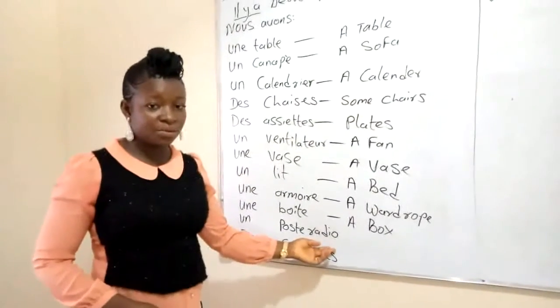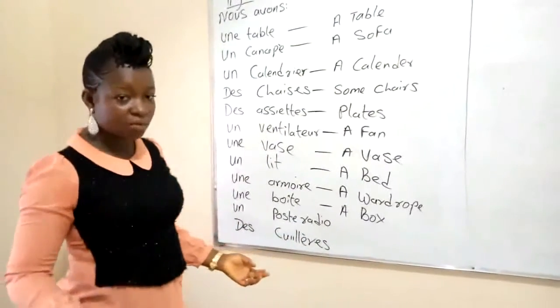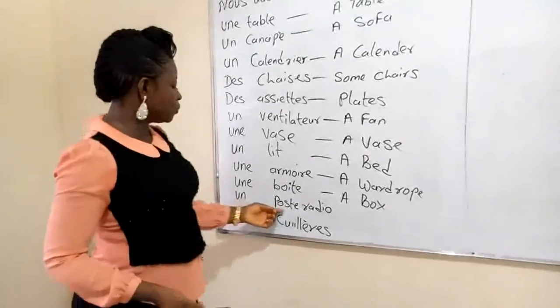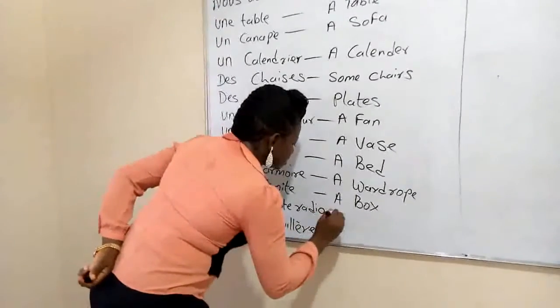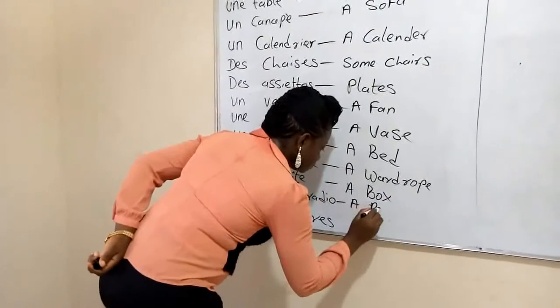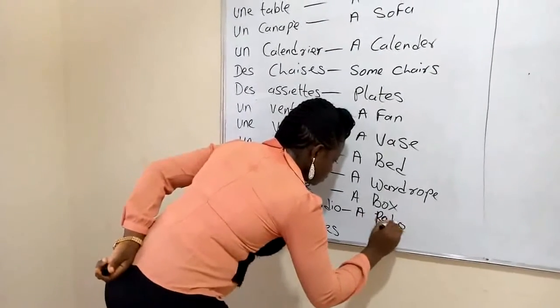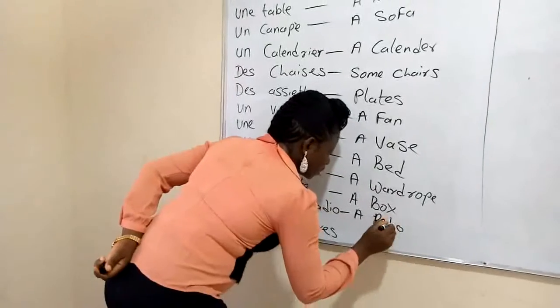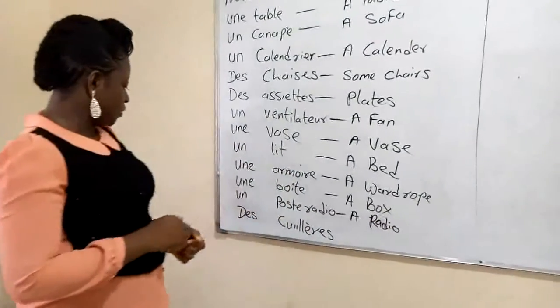Nous avons un poste radio. This is a radio. We have radios in the house. Nous avons un poste radio. This is a radio. A radio. So we go on again.